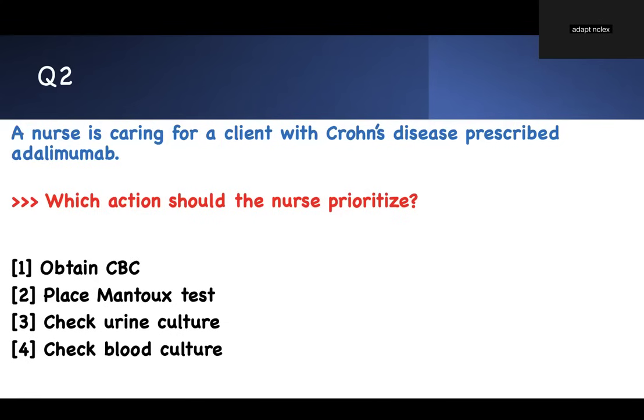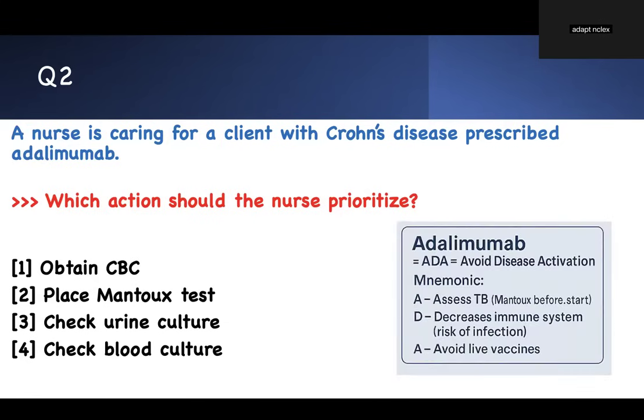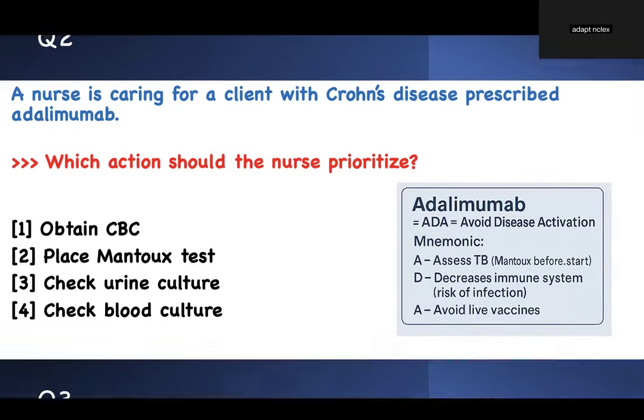1, 3, and 4 are saying the same thing. And this is the mnemonic. Avoid disease activation with Adalimumab: assess for TB, decreased immunosuppression symptoms like risk of infection, and avoid live vaccines. Every time you see this medication, think about avoiding disease activation.